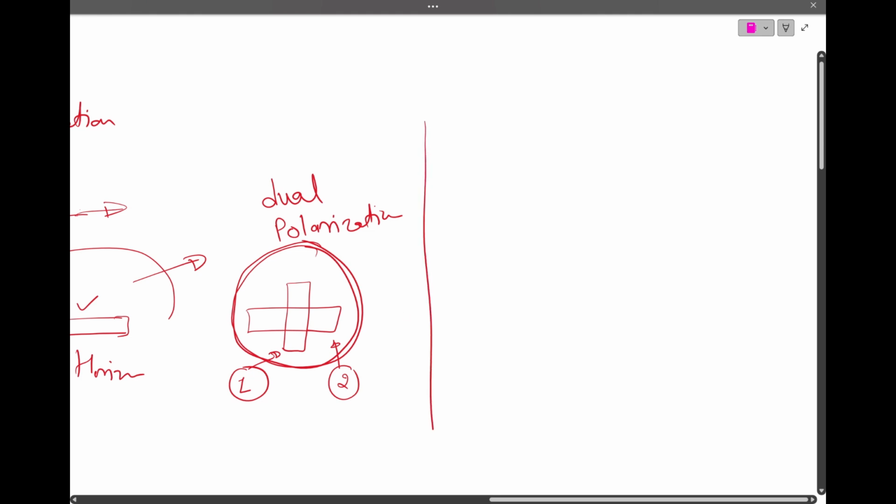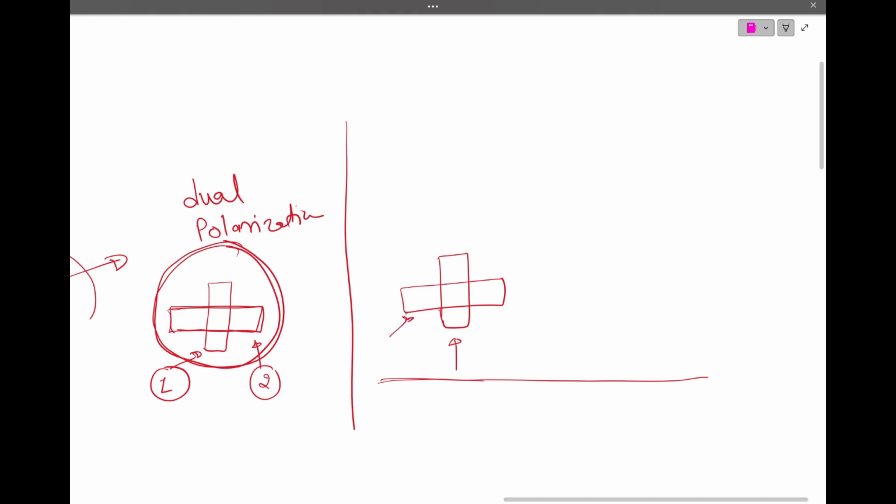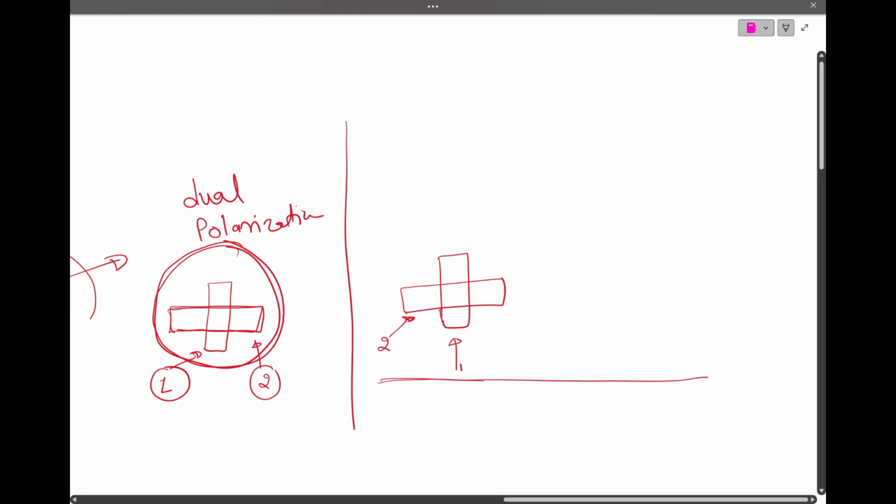Now it also depends how these two antennas placed together compare to the ground level. This is the ground level. There are two different ways that we are going to discuss. One is this, where one antenna is perpendicular to the ground and the second one is parallel to the ground. The other way is like this cross. In the second case, both the antennas are symmetrical to the ground level.